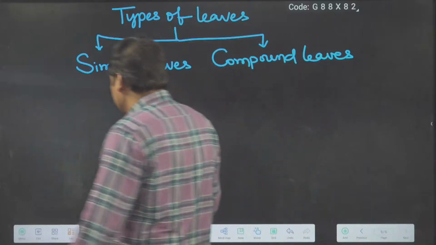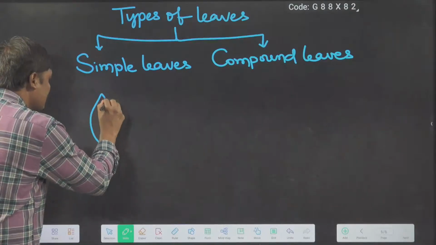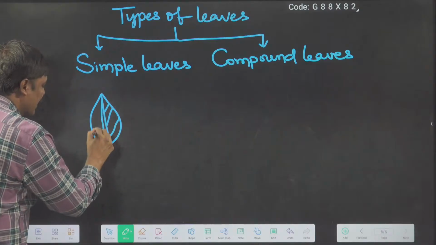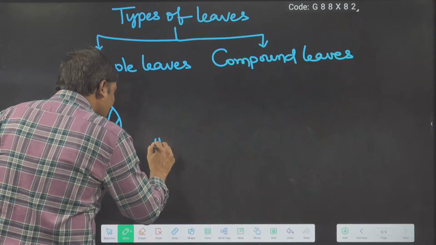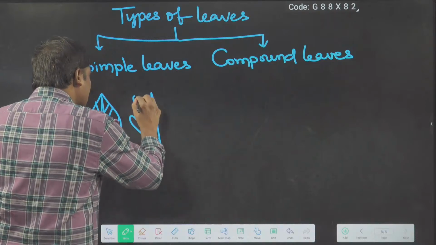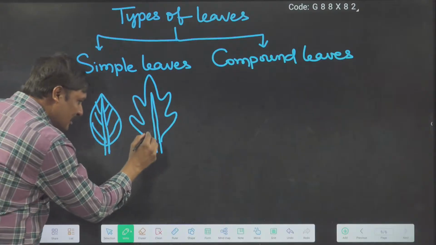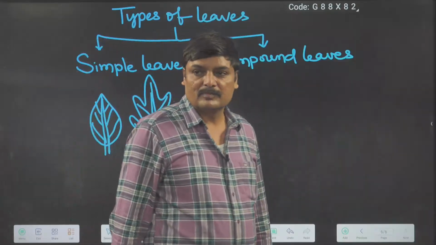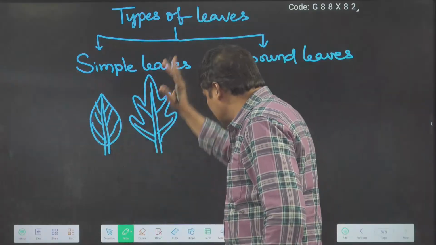For example, see. This is a simple leaf because it has a single lamina, or it may have incisions. The incisions should not touch the midrib. See, this is a simple leaf. This is also a simple leaf. Students, are you following? This is also a simple leaf.